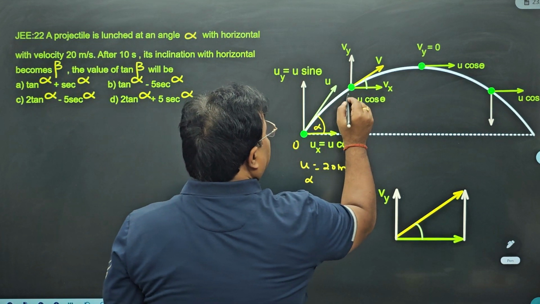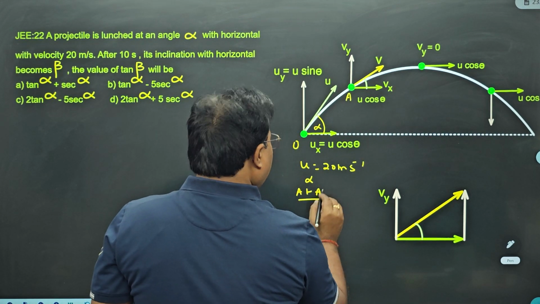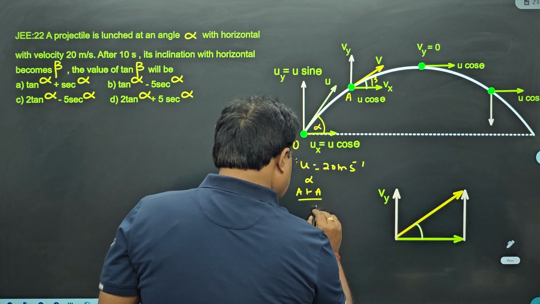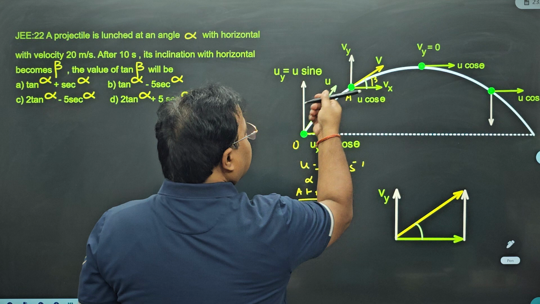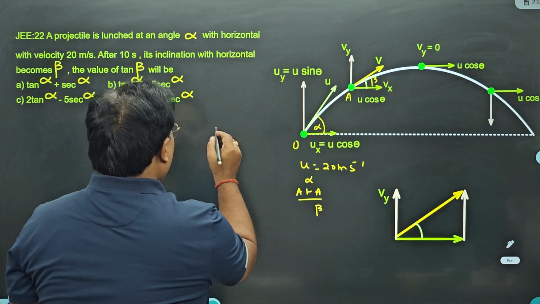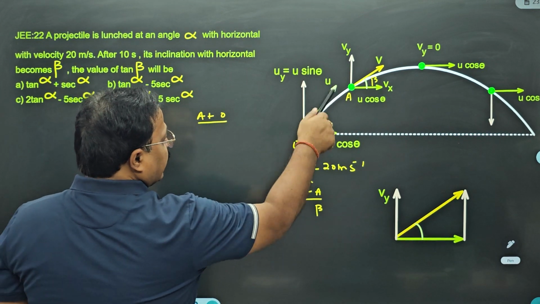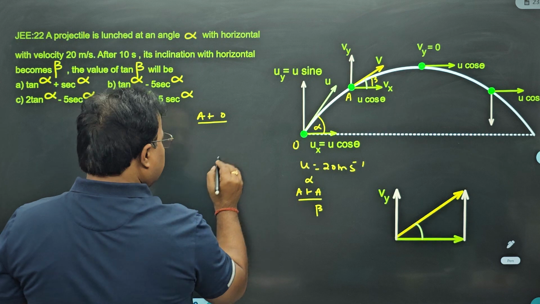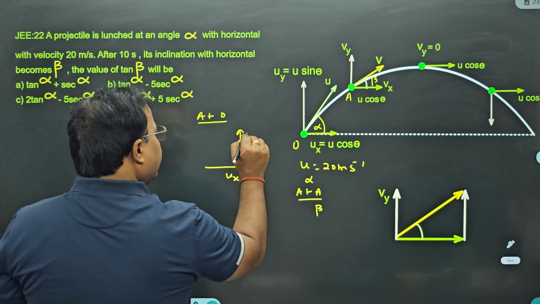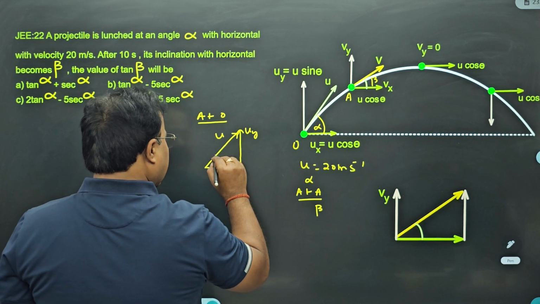It means at A, the angle of inclination is beta. The resultant velocity makes an angle of inclination beta with horizontal. You see at O, I am drawing this vector triangle: Ux, then Uy, and this is equal to U. And this angle is alpha.